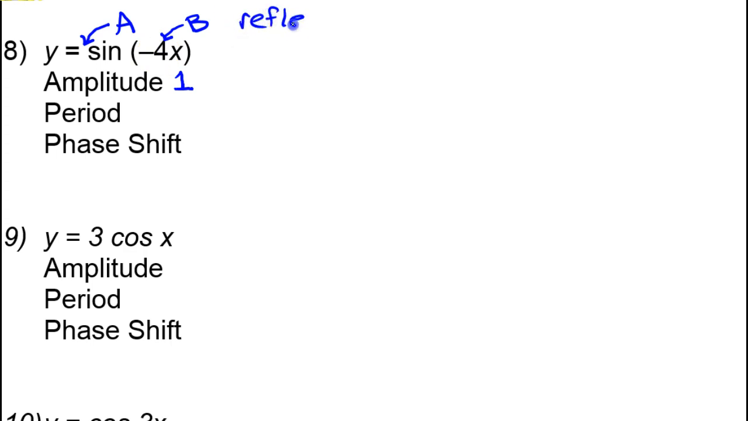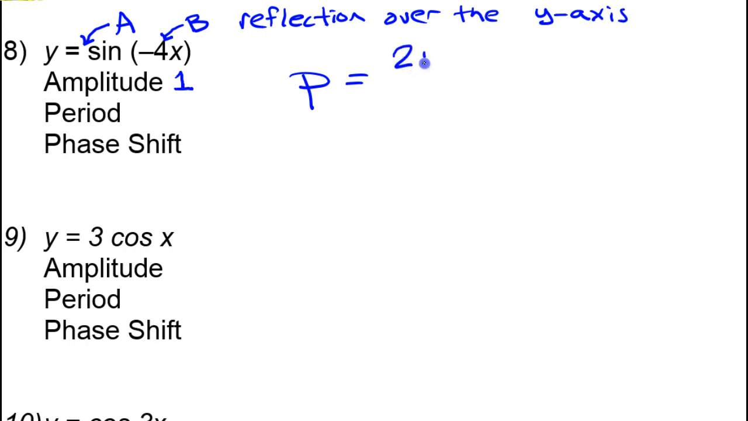All right, let me just write that down. This should be a reflection over the y-axis. Weird. Anyway, let's talk about the period. The period is always going to be 2 pi divided by the b value. Now ignore the negative sign. So, I guess technically I could say the absolute value of the b value. So the period is going to be 2 pi divided by 4.